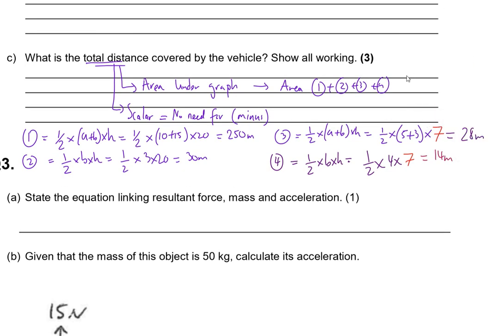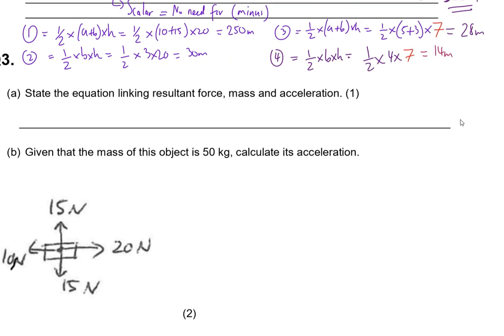Now what is the area? You just add them together. So 250 plus 30 plus 28 plus 14. Let's add this up together, this will give us 322 meters. And this is the whole working out. For those of you who got this wrong, we need to see all the working out. So again, see 1, 2, 3, 4, and then you add them together, and so on.